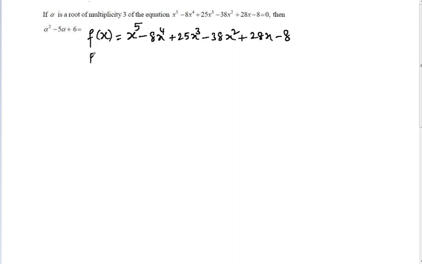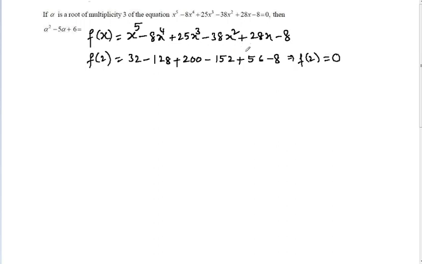First we find the value f(2) = 2⁵, that is 32, minus 8 into 2⁴. 2⁴ is 16, 16 into 8 is 128, so minus 128, plus 25 into 2³, that is 200, minus 38 into 4, that is 152, plus 28 into 2, that is 56, minus 8. So calculate this value. f(2) is equal to 0. That means 2 is one root of the given equation.